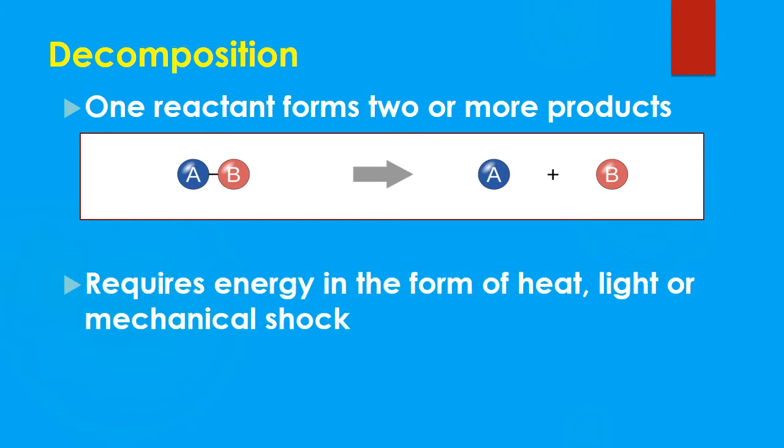And that requires energy. So energy is required in the form of heat, light, or mechanical shock. So that means we must add energy into this part, into our reactant side for this to occur.